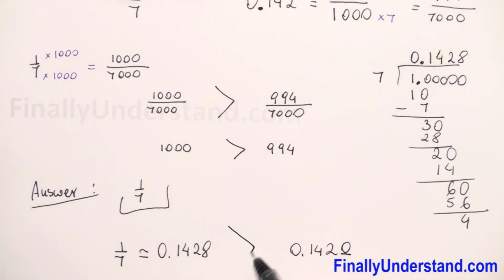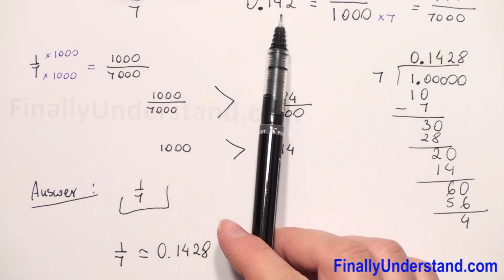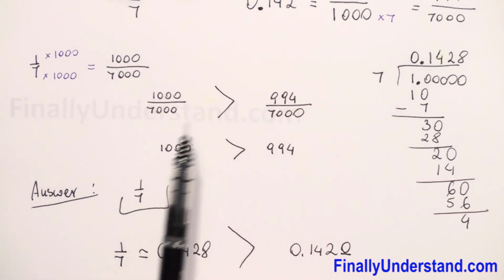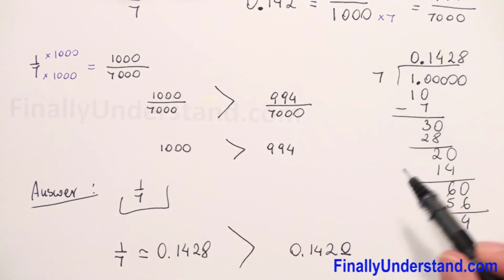So it means that 1 over 7 is greater than 0.142. So John has to choose the raise 1 over 7, because when he chooses the raise 1 over 7, he will get more money. So we got the same answer as we got from changing the decimal number to a fraction and comparing these two fractions. This is my solution.